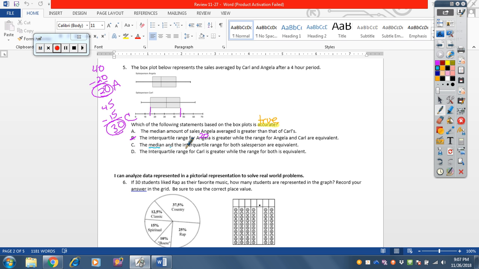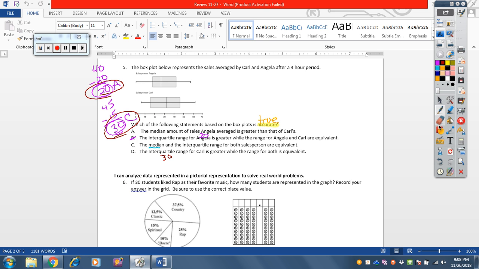C says the median and the interquartile range for both salespersons are equivalent. Is the median equivalent? And D says the interquartile range for Carl is greater while the range for both is equivalent. So interquartile range for Carl we said was 30. Is 30 greater than the interquartile range for Angela? Yeah.